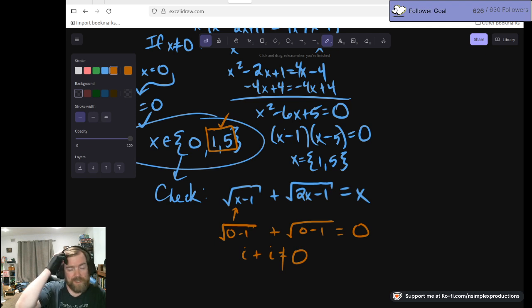Not that 0 affects our sum anyway, but it is not one of our actual zeros to the function, because when we plug it in, we get i plus i, which is 2i, not 0. So why does that happen?